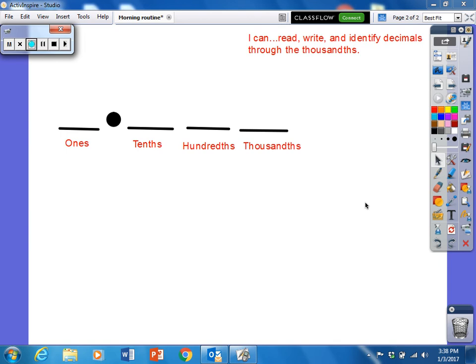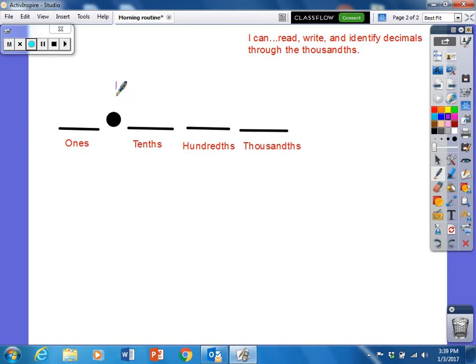Today we are going to be working on the I can statement of I can read, write, and identify decimals through the thousands. Now, as you can see, I have already given you a place value chart that includes decimals. To the left of our decimal is the ones place. To the right are the tenths, the hundredths, and the thousandths.